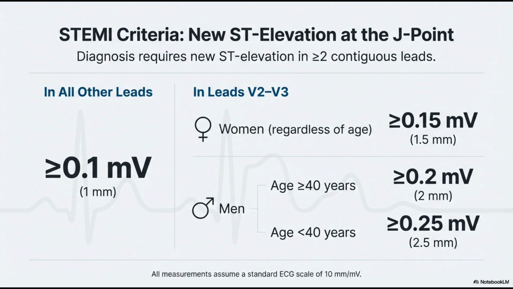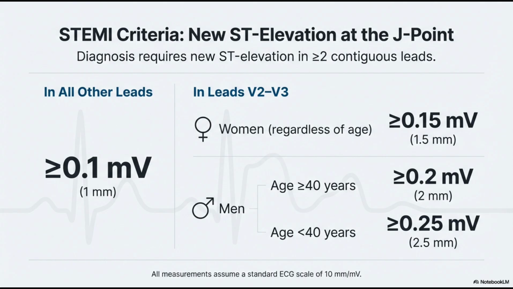That seems simple enough. But here's where the precision really becomes paramount, because I understand the rules change, and surprisingly so, when we look at leads V2 and V3. They absolutely do. V2 and V3, they look at the heart's massive interior wall, and they are high-yield traps. The criteria there actually vary based on the patient's age and their sex. So why the demographic split? Why can't we just use that same 0.1 millivolt standard for everyone?